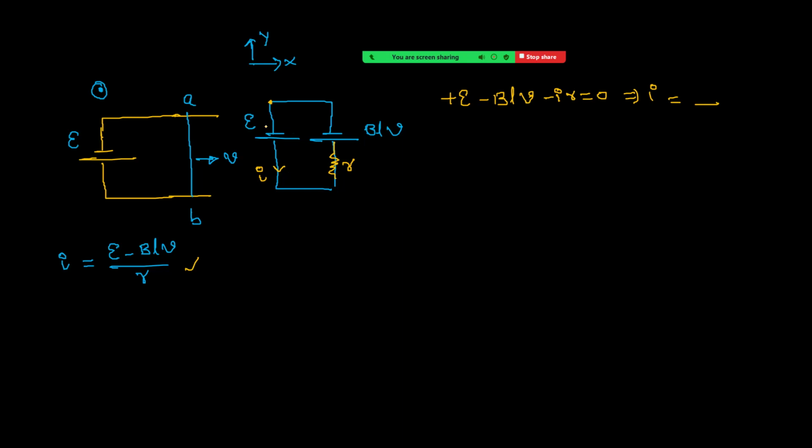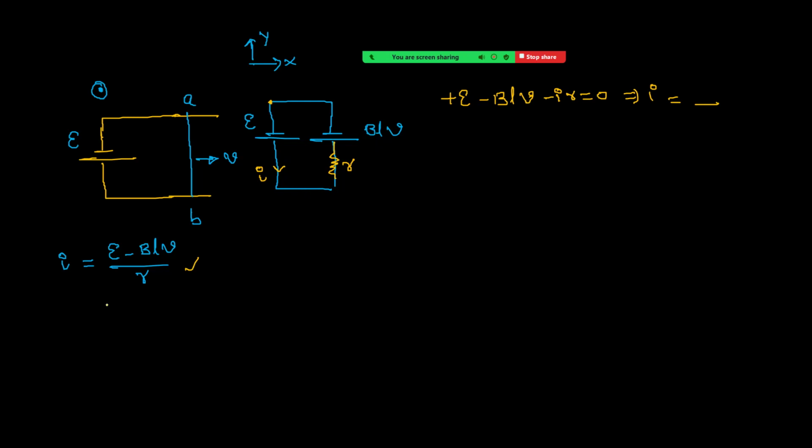Since this EMF is dominating when compared to this, the net current will be anti-clockwise. That means if you have only this one, the current will be clockwise, but the net value is now in this way, right? Okay, next, focus. What is the force acting on the wire at this instant?